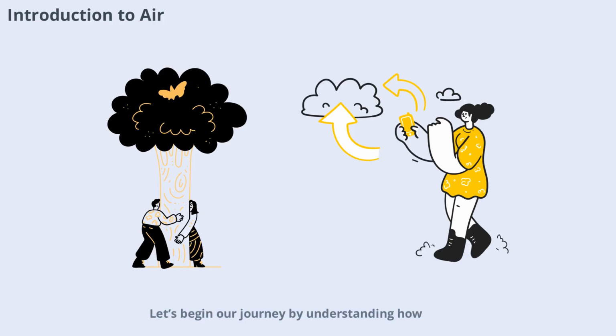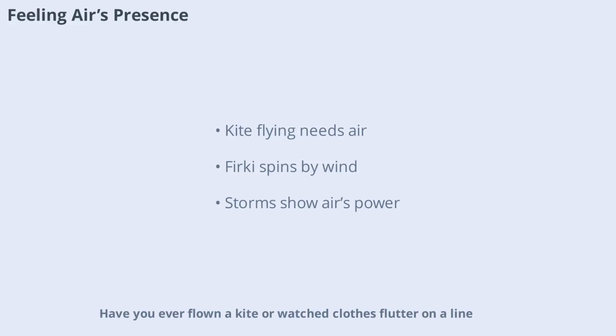Let's begin our journey by understanding how we feel air and why it's everywhere, even though it's invisible. Have you ever flown a kite or watched clothes flutter on a line? These activities are possible because of moving air. Even simple games like spinning a fianchy, a small pinwheel, rely on air to rotate. During storms, wind can blow at high speeds, sometimes uprooting trees or blowing off rooftops. These powerful effects show us that air is not just present but active and influential in our daily lives. We may not see air, but we certainly feel its force and observe its impact all around us.